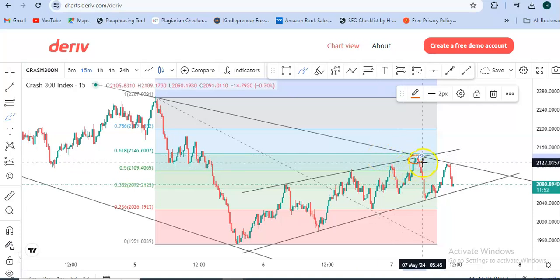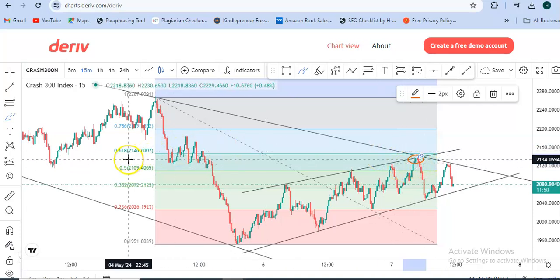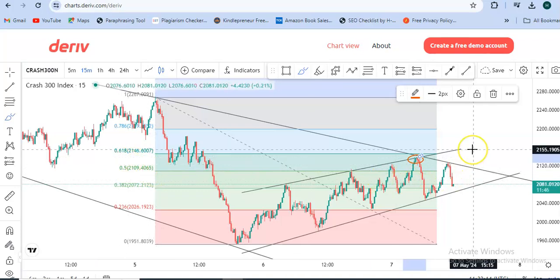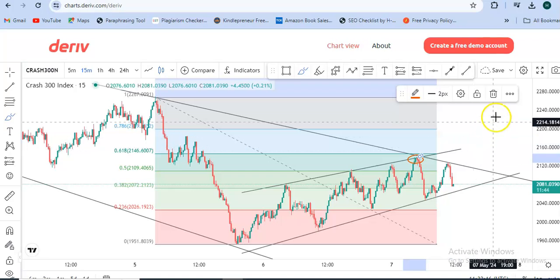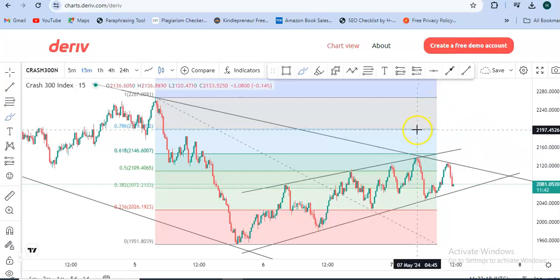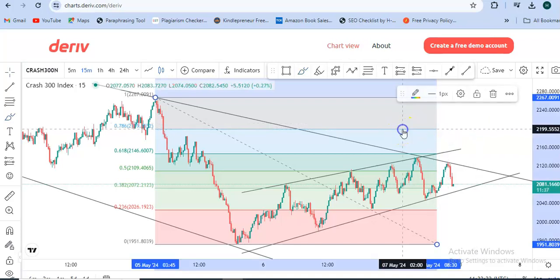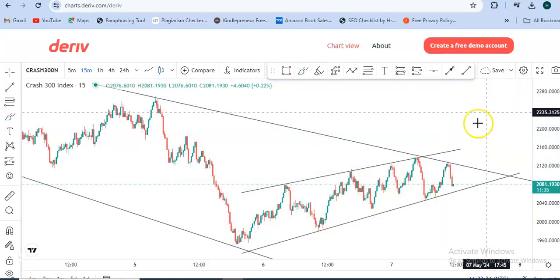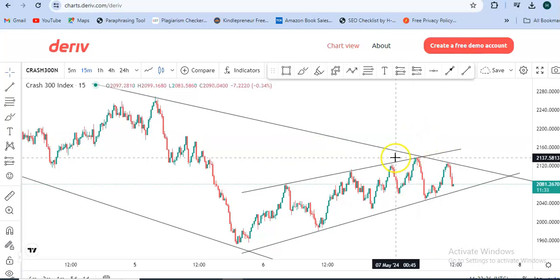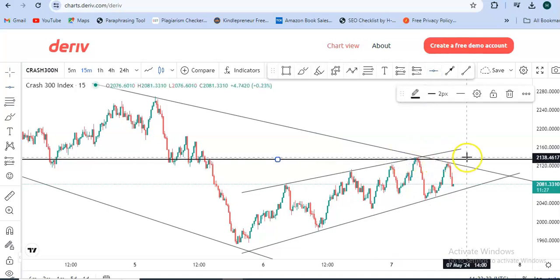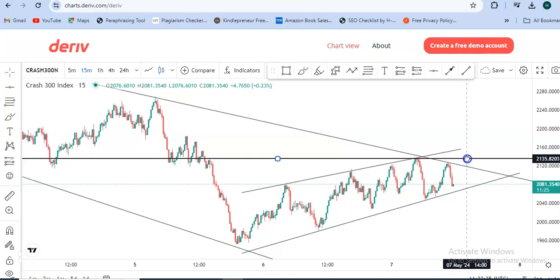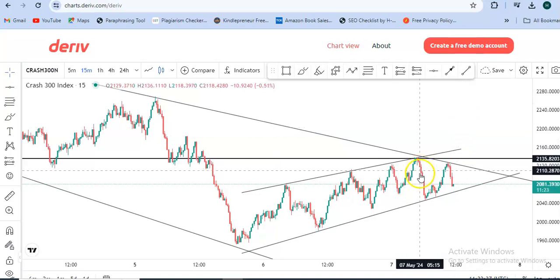So finding this setup where we have between the 50% and the 61.8% on the Fibonacci retracement tool also added to my confidence that the market is actually going to sell from that point. So I took a trade immediately at this exact point. This is where I took the trade, and you can see the massive spikes to the downside.